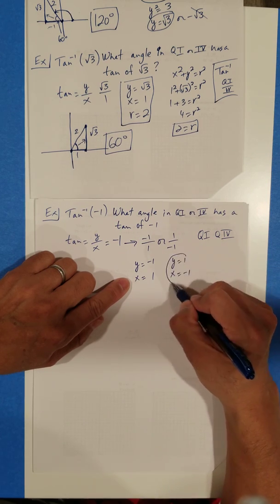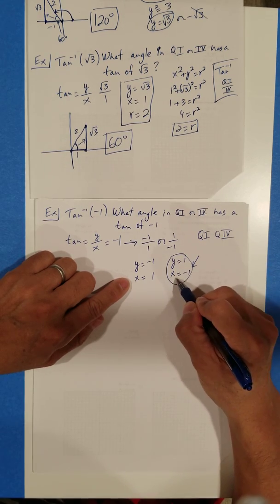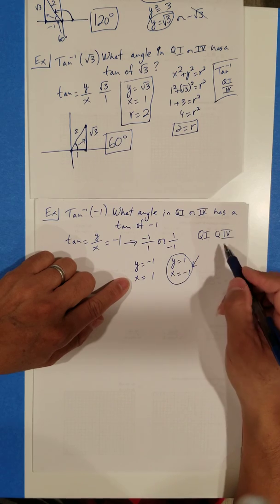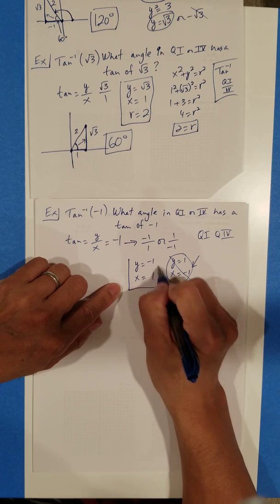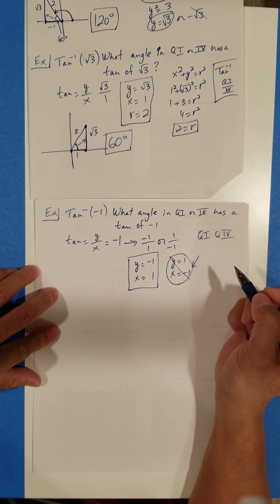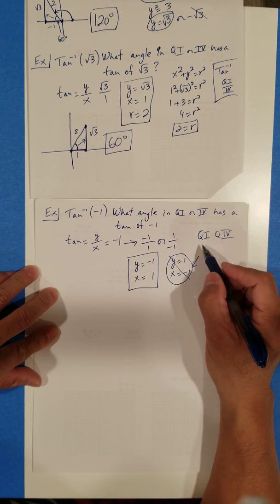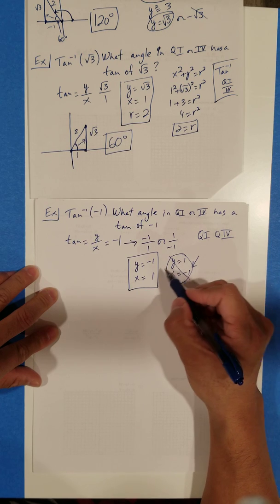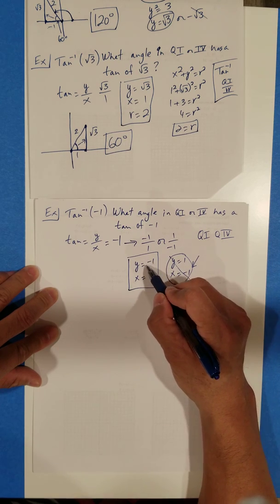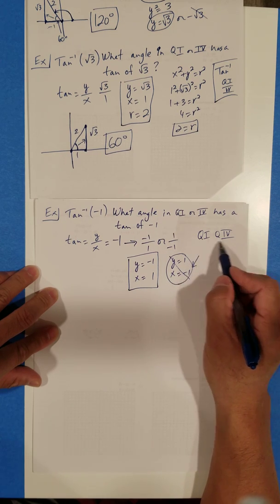This is not a good one right here, because look, what's wrong with this guy? X is negative. In quadrant 1, x is not negative. In quadrant 4, x is not negative. So this guy's wrong. This is the one we want. So x is 1, y is -1, because in quadrant 1, x could be positive. In quadrant 4, x could be positive. In quadrant 4, though, y is negative.